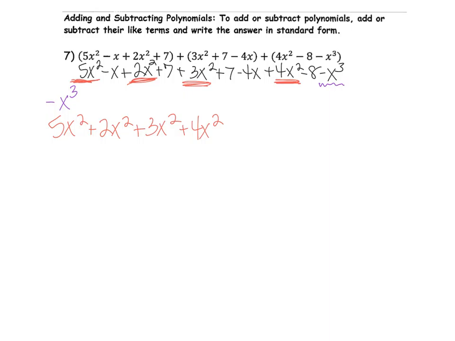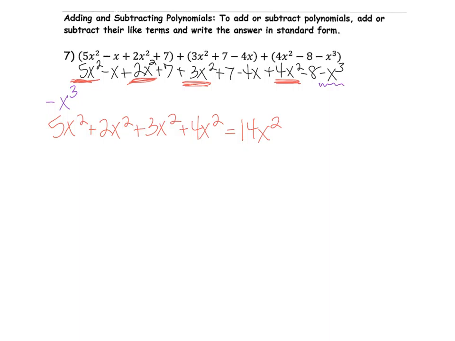Back at the beginning of the school year, I described these as the x squareds, like the rolly backpacks, right? They're the same type of backpack, you just focus on the numbers. 5 plus 2 plus 3 plus 4 is 14. So together it makes 14, and I keep it x squared. They are like terms. You're not going to change the variable and its exponent. We are adding and subtracting.